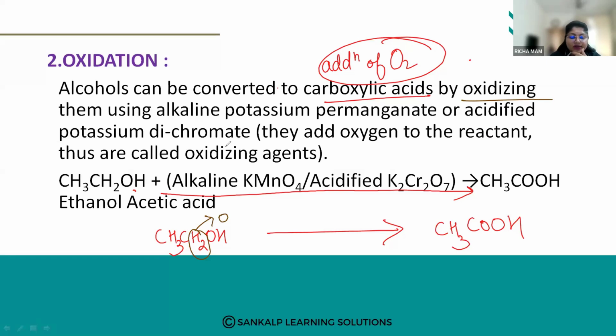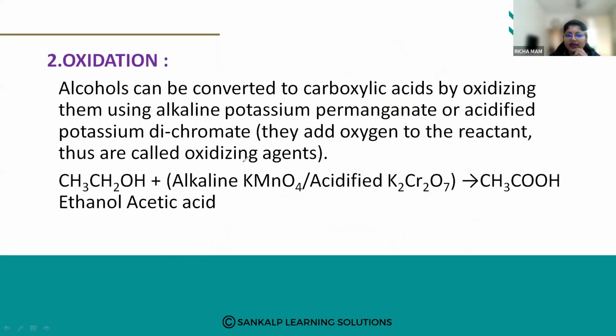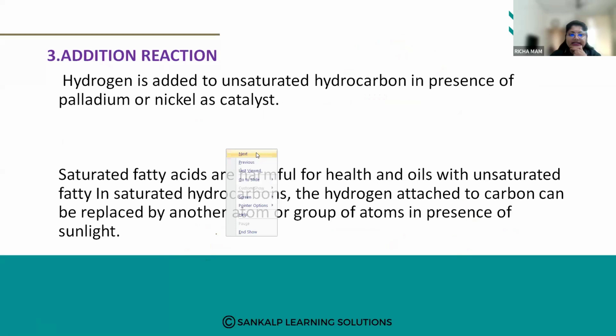So oxidation means addition of oxygen. Alcohols can be easily converted into carboxylic acid by using some oxidizing agent. Which are the good oxidizing agents? One is alkaline KMnO4, another is acidified potassium dichromate. What are they doing? They are adding oxygen to the reactant. So this is oxidation. Oxidation is nothing but addition of oxygen. So this can be easily done.